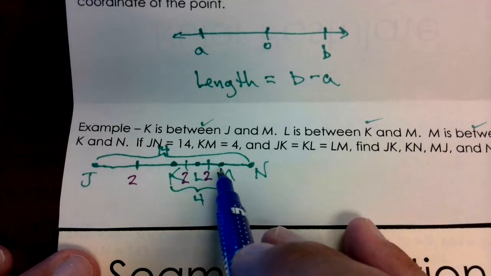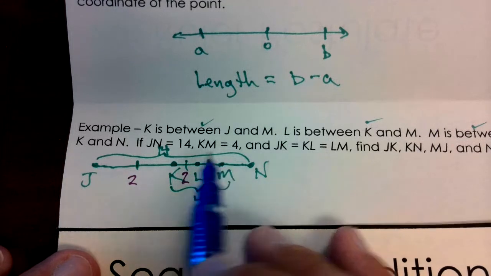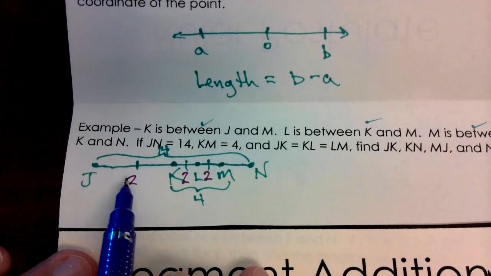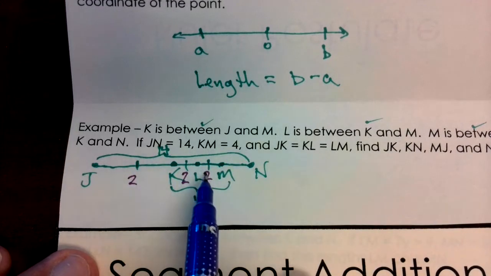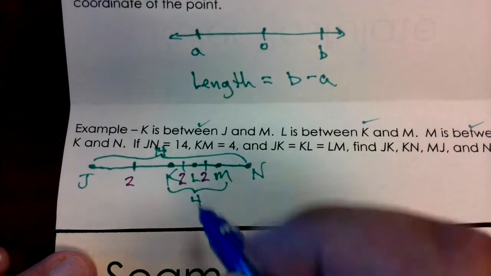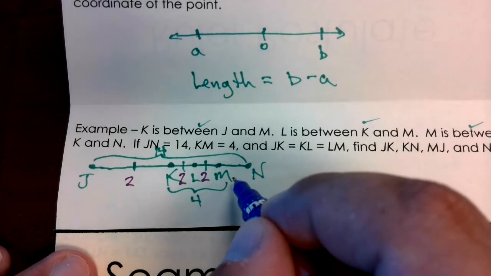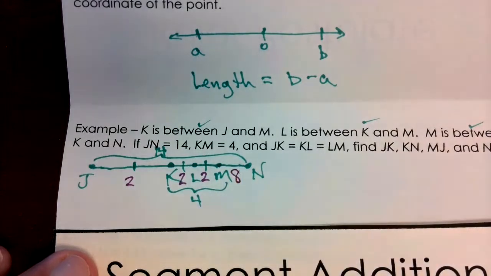Now I'm going to find this last part that I don't have labeled. I know the whole thing's 14. I know this is 2, this is 2, this is 2. To get this part, I just take 14 minus 2 minus this 2 minus that 2, which is 14 minus 6, which makes this part here 8.